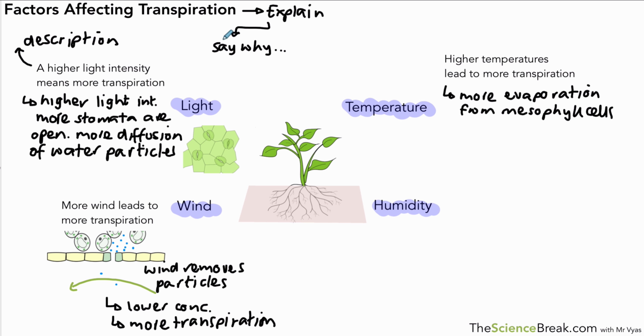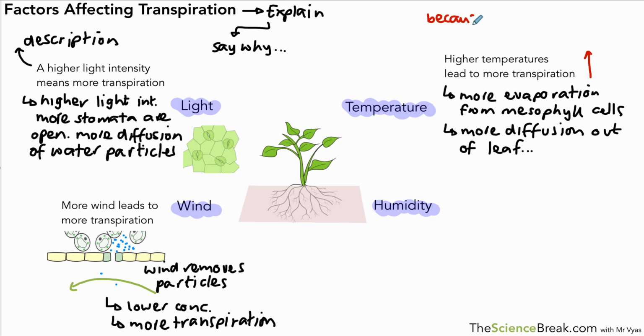We have more evaporation from the mesophyll cells that we saw in our other diagram. And therefore, we're going to get a higher concentration of particles on the inside. So if we just use that diagram there, more evaporation means more particles in that airspace, and therefore a higher concentration gradient, and therefore more diffusion of those water particles out of the leaf. Okay, so the temperature affects transpiration in that way.